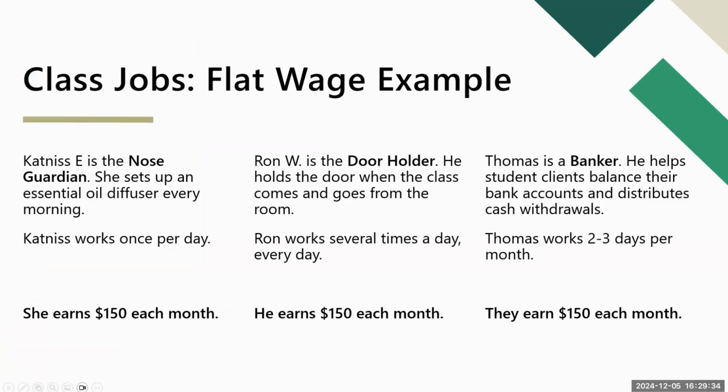So in this example, this is how my economy worked for the first 4 years. Everyone had a different job. We had Katniss, Ron, and Thomas, shout out Maze Runner, doing their different jobs. As you can see, Katniss works once a day as a nose guardian. Ron is holding the door several times a day, every day. And Thomas is a banker. He's only working 2 to 3 times a week, but they're all earning the same amount of money to do their job. Also, I do recommend student bankers just to help manage, check math, takes a little bit off of the teacher load.